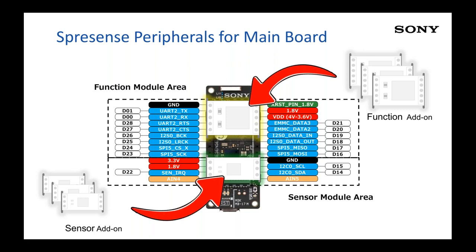And the sensor add-on that you see on the left side is any type of sensor that you need to get temperature, moisture, or any kind of information. Then this is how you build your prototype. You put it on top of the main board. So as you see in all of these pictures, it is very easy to do prototyping. We are trying to make it faster.